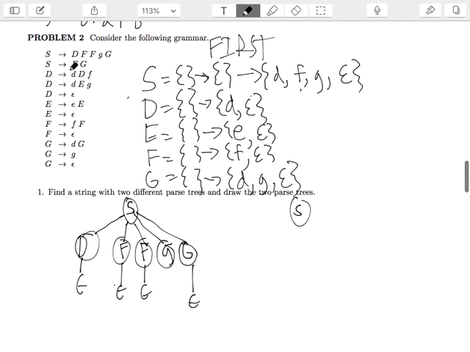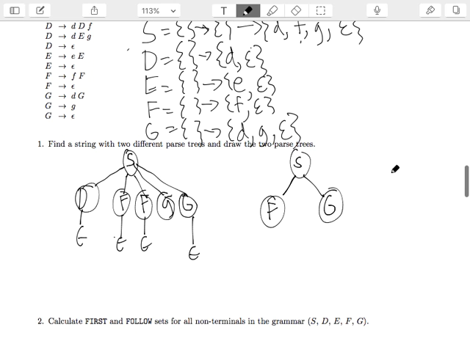Do you like it better like this, where there are 2 S's, or do you like it better with the bar? When I first saw that, I thought it was really confusing. I think it's easier to do first sets that way, but it's easier to understand when it's the other way. We're just more used to the way we first saw it, with the bars. When we first saw this, I thought, wow, there are a lot of rules.